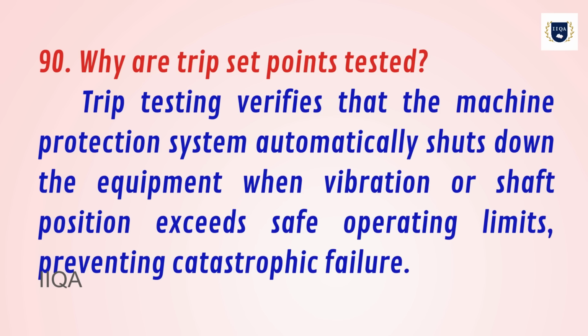90. Why are trip set points tested? Trip testing verifies that the machine protection system automatically shuts down the equipment when vibration or shaft position exceeds safe operating limits, preventing catastrophic failure.